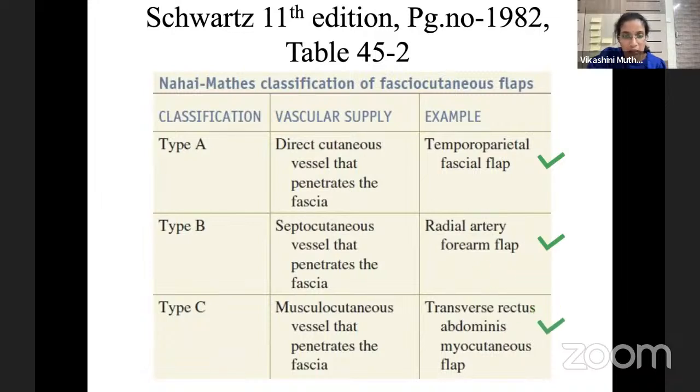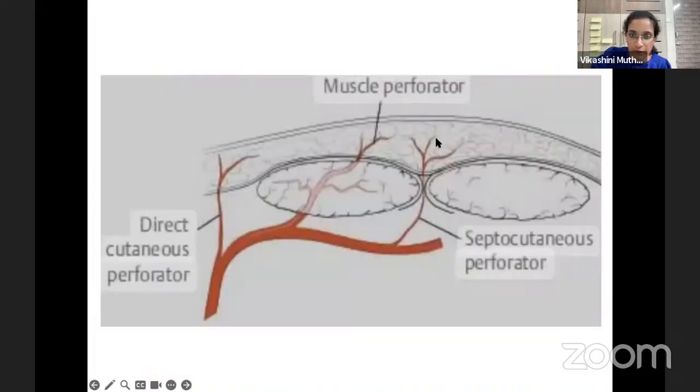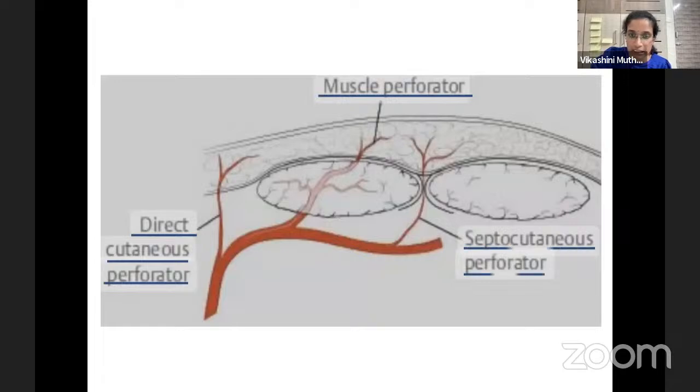And type C is musculocutaneous. You saw a branch that is piercing the muscle to reach the skin. That is called a muscle perforator. So there is a musculocutaneous vessel which penetrates the fascia, and that is type C. An example for this is the TRAM flap, which is the transverse rectus abdominis myocutaneous flap that is being used in breast reconstruction, isn't it? Yeah. So this is the Nahai-Mathis classification of fasciocutaneous flap, and this is the picture we already discussed.